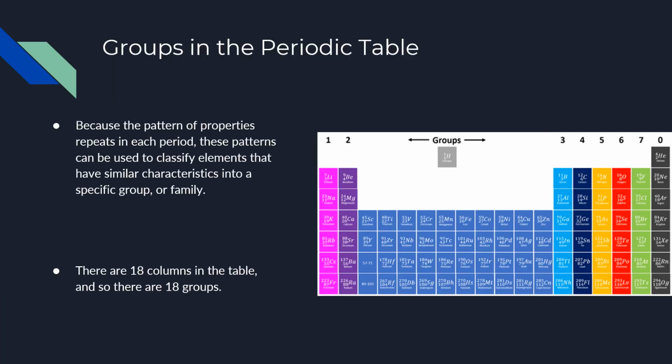So groups in the periodic table, and this is the part that is very, very important. Because the pattern of properties repeats in each period, these patterns can be used to classify elements that have similar characteristics into a specific group or family. So there are 18 columns in the table, and so there are 18 groups.